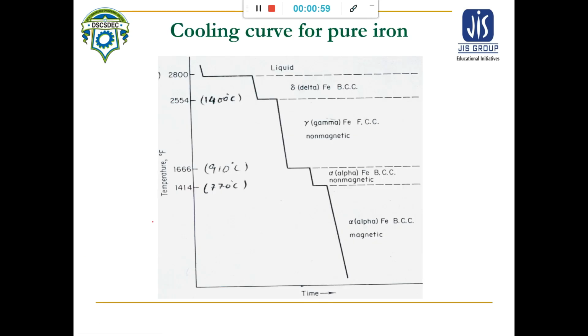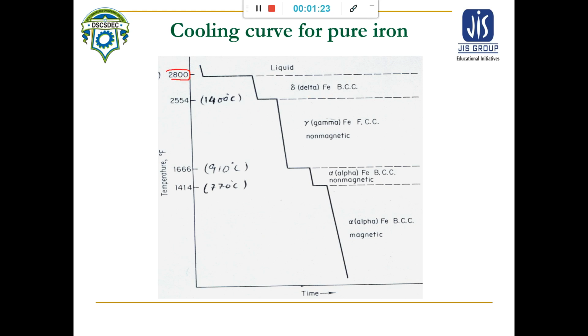For the iron carbon diagram, first, for any phase diagram, we need to know the cooling curve, how the material will cool with time. That cooling curve should be known to us. So for iron, the cooling curve of pure iron looks like this.